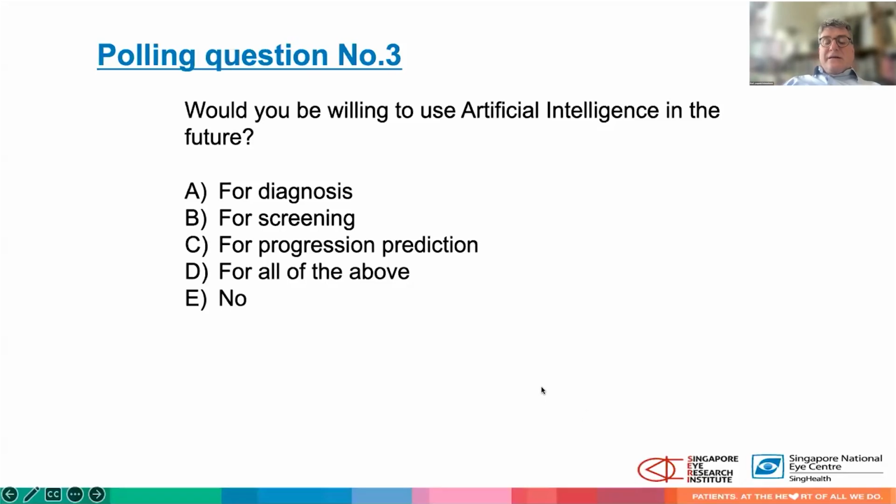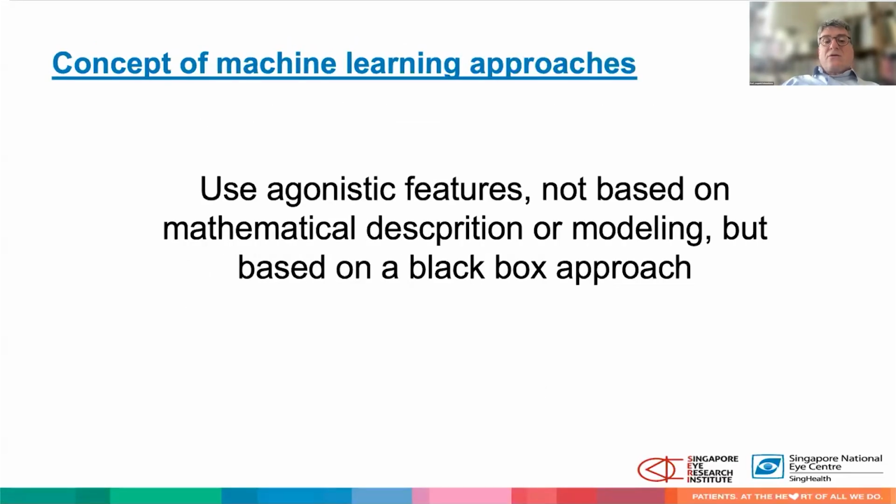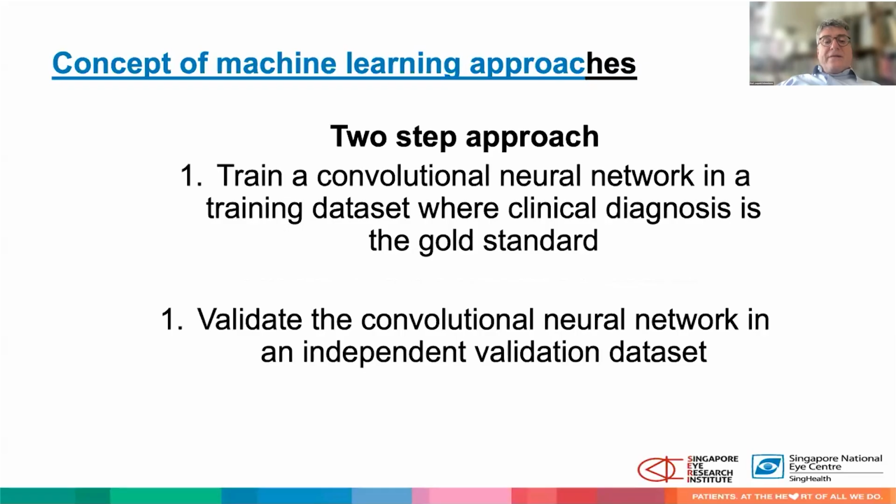Now let's look a little bit into the science of this and where we stand with all this. So what is the concept of machine learning approaches? I have shown you before that there are semantic and agnostic features, and generally machine learning uses agnostic features but does not use mathematical description or modeling, but uses a black box approach. So classical machine learning approaches are 2-step approaches.